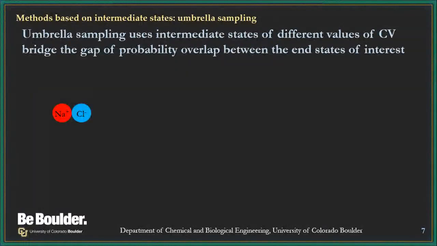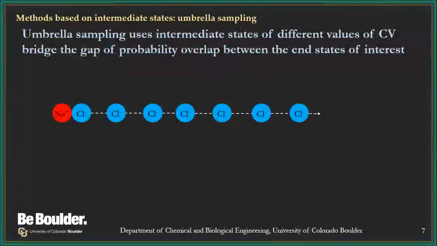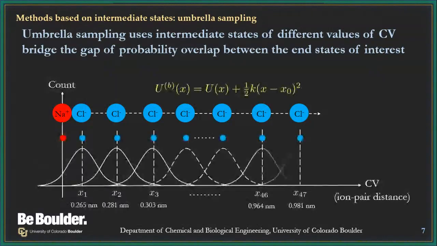Specifically, this is a two-step procedure. In the first step, or what we call the pulling simulation, we fix the sodium ion and pull the chloride ion away. Along this pulling trajectory, different ion pair distances, or we can say different values of the collective variable, correspond to different structures. From these numerous structures, we select a specific number of configurations where there is enough probability overlap between adjacent states. Then we perform a normal MD simulation for each of them.